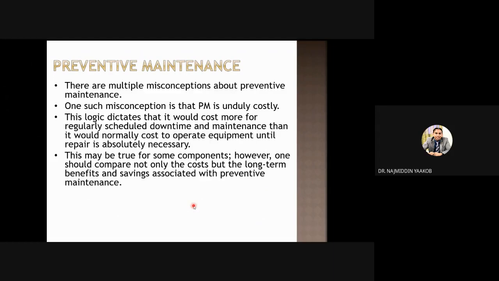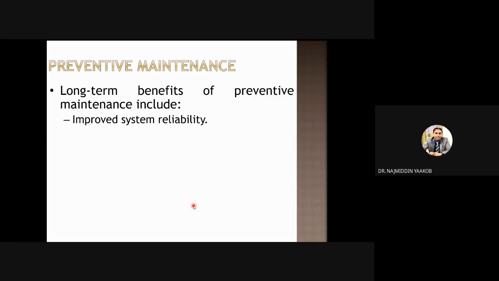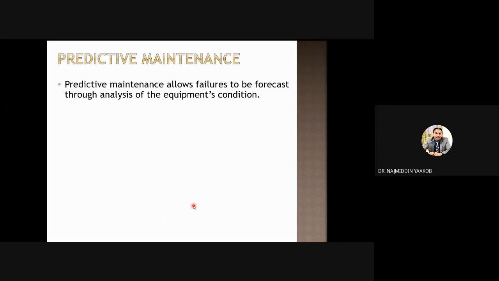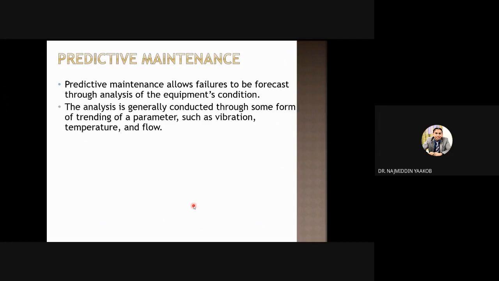Okay, and the last type of maintenance is predictive. Predictive maintenance allows failures to be forecast through analysis of the equipment's condition. This is more about predicting the equipment's behavior based on its condition. The analysis is generally conducted through some form of trending of parameters such as vibration, temperature, and flow. For each equipment, the technician will jot down or record all the parameters of the equipment, such as the vibration, the temperature and the flow. So from that, you can predict the behavior of your equipment.